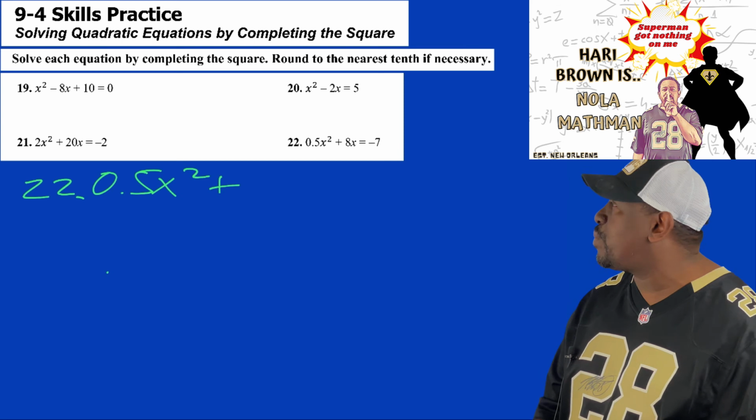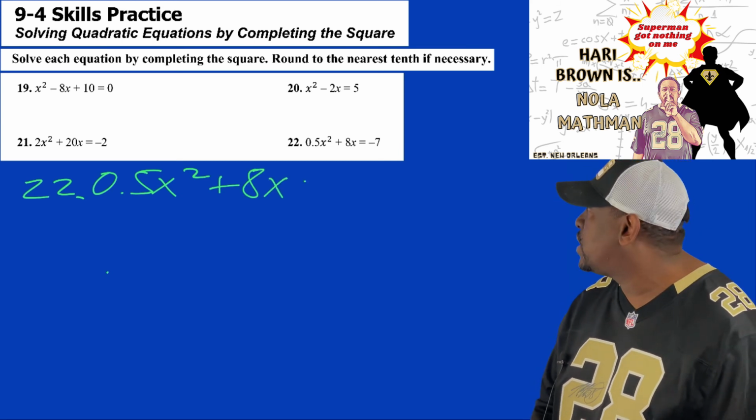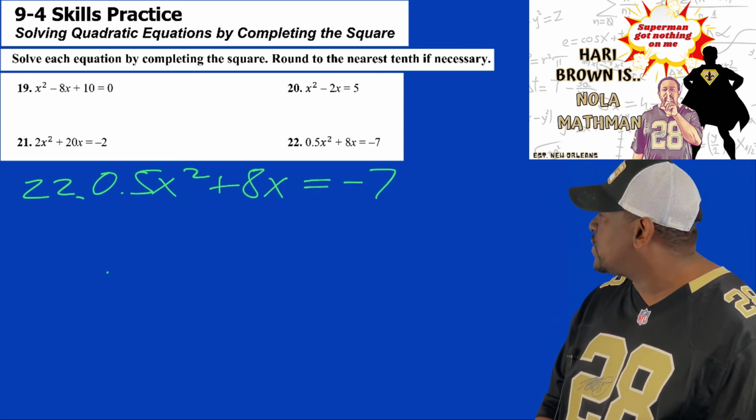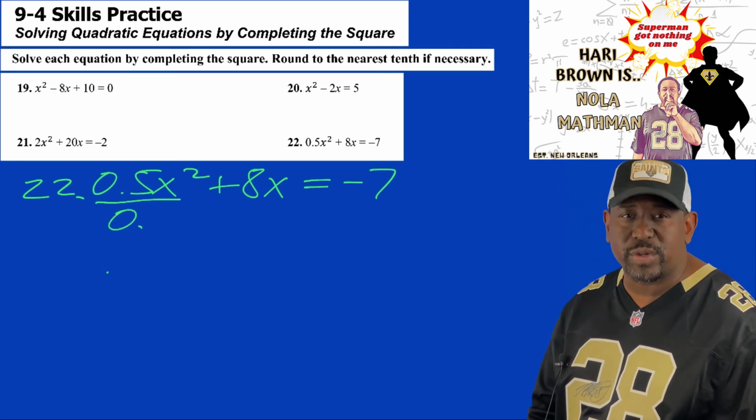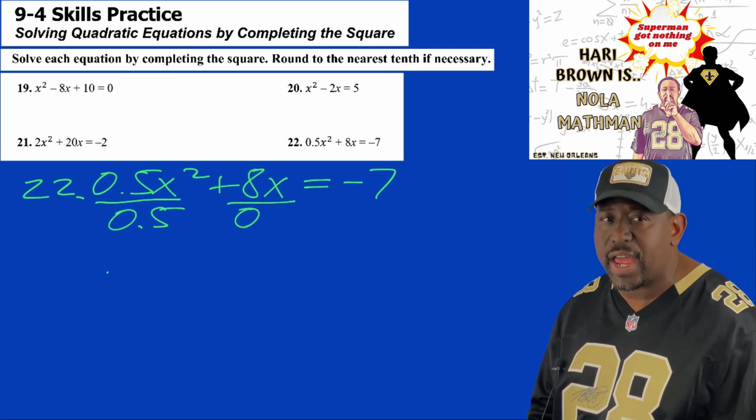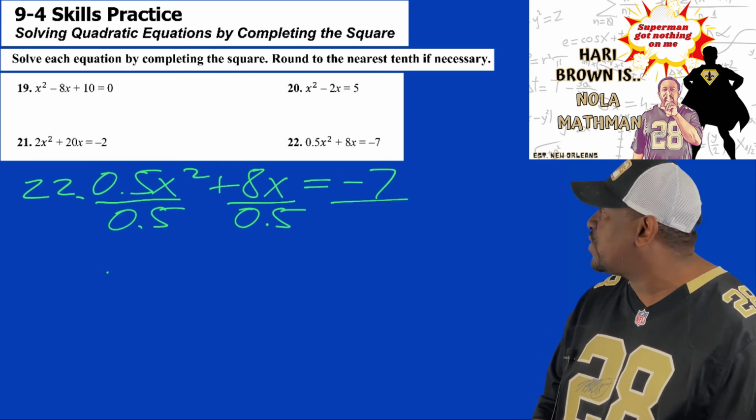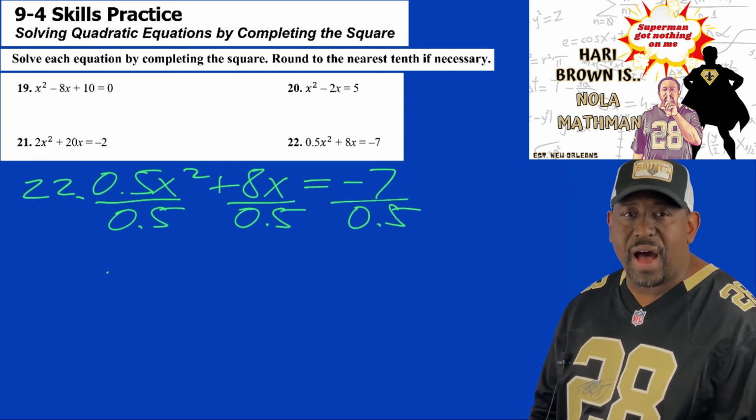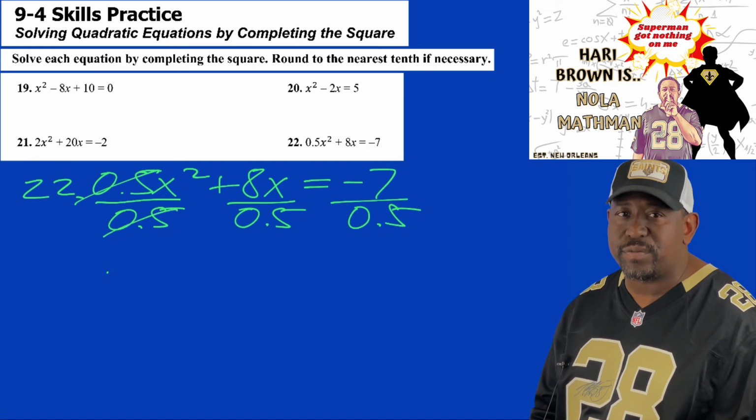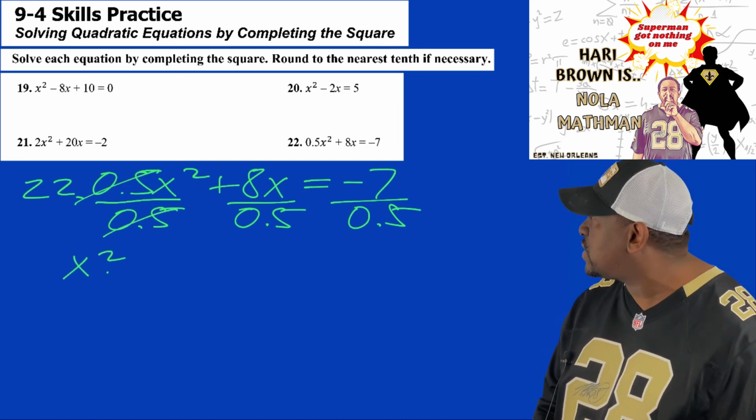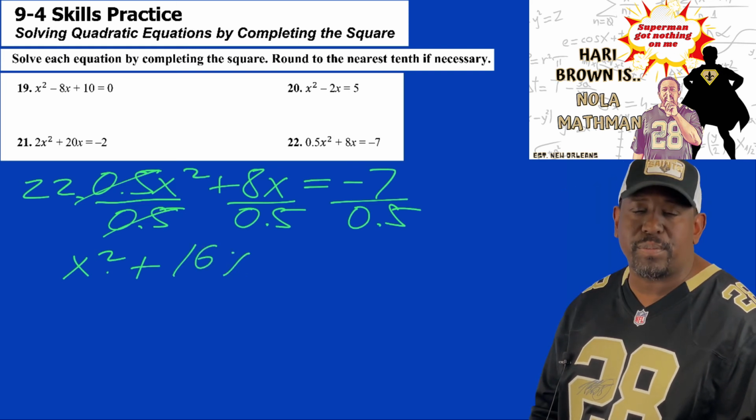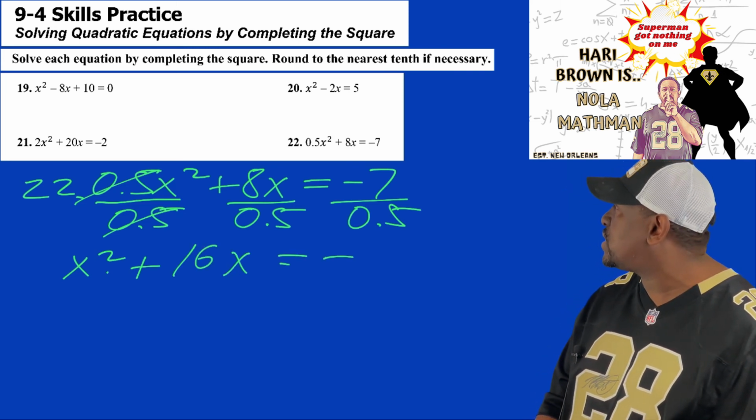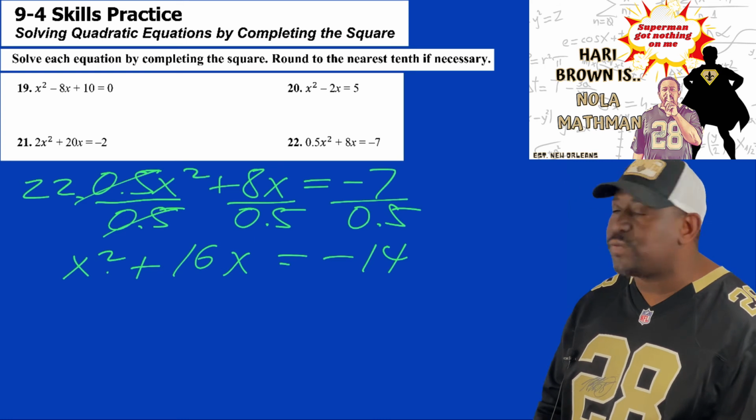So we have 0.5 x squared plus 8x equals negative 7. So again, we must have x squared, so we cannot have a coefficient in front of it. So we have to divide every term by 0.5 to get x squared by itself, because you cannot complete the square unless it's in that form. So now, as a result of dividing each term by 0.5, we have x squared plus 16x equals negative 14.